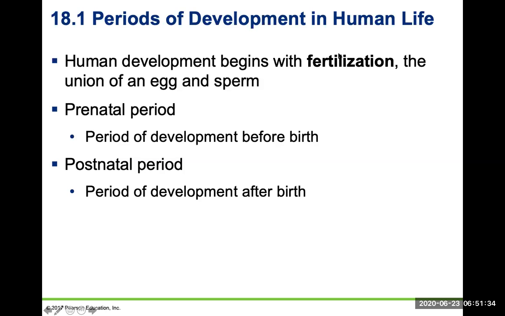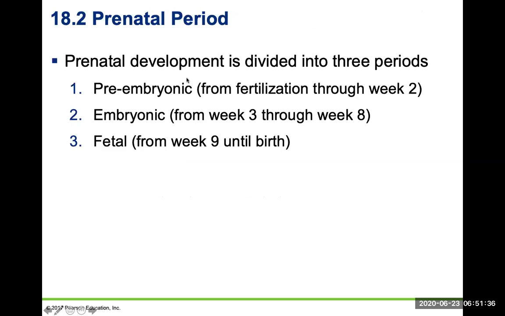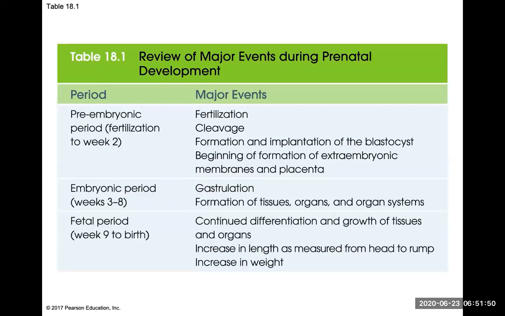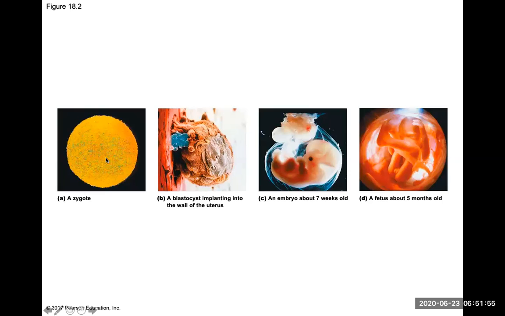And again, fertilization is the union of an egg and a sperm. Prenatal development, we divide it into these three phases, and you can see the phases listed here. Pre-embryonic, embryonic is week 3 to 8, and then fetal period is week 9 until birth. You can see the major events that happen in each of these periods. You can see here a zygote, which is the fertilized sperm and egg, a blastocyst implanting into the wall of the uterus, an embryo at about 7 weeks old, and then a fetus about 5 months old.